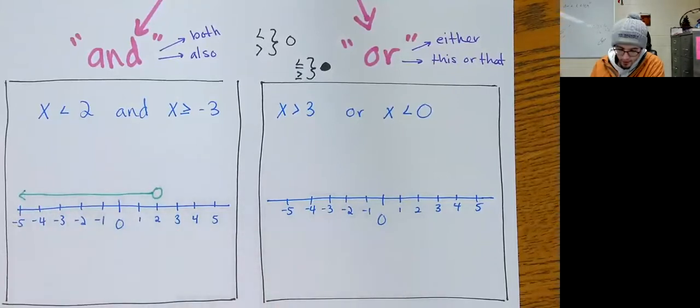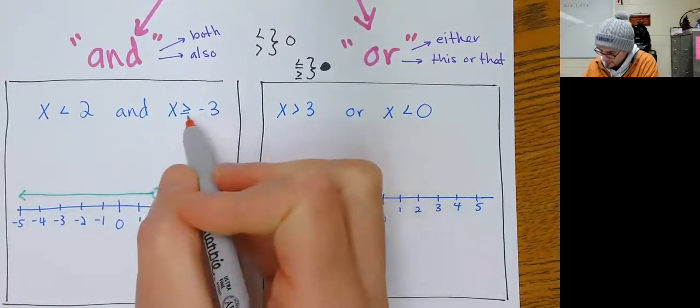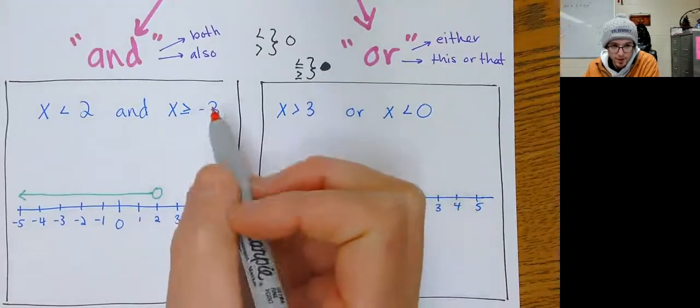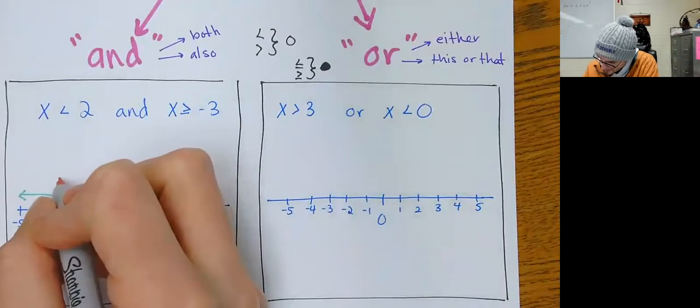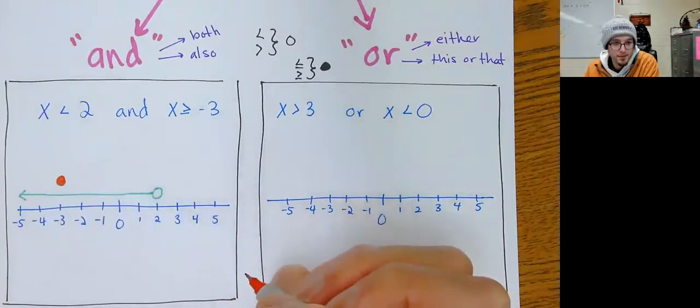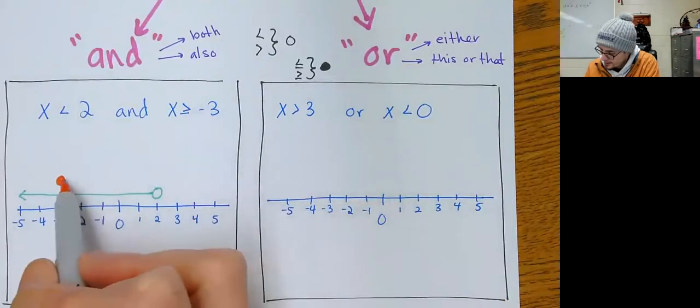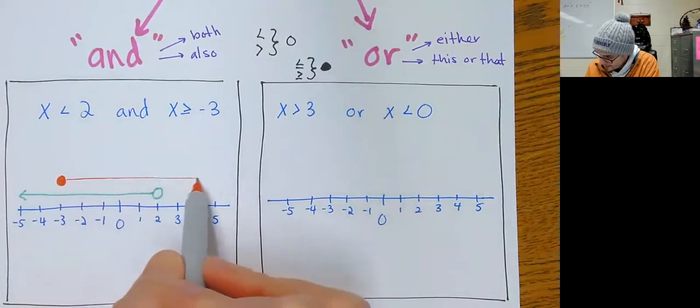Now for this one, that's a greater than or equal to symbol, so that's a closed circle, and I'm going to put it above -3. Now it's getting greater than -3, so it's getting more positive.